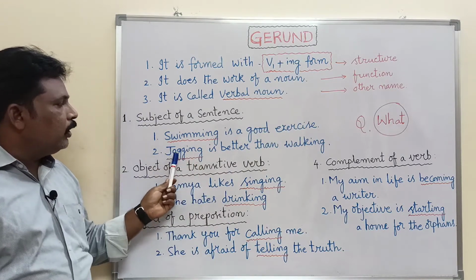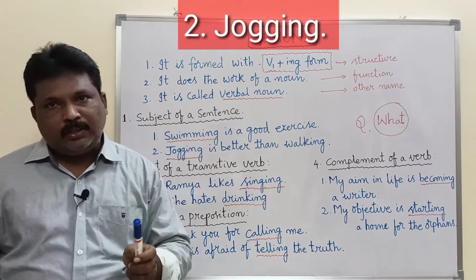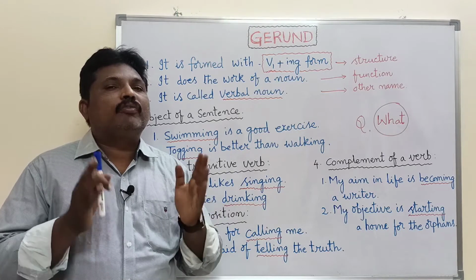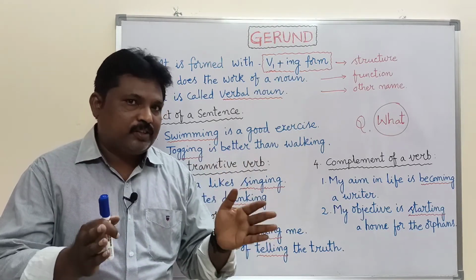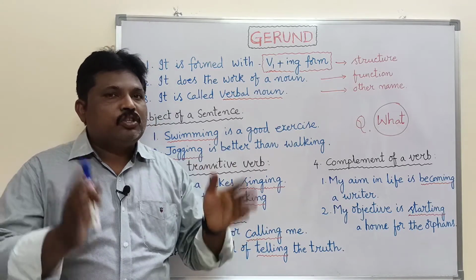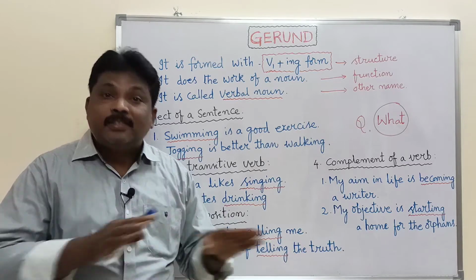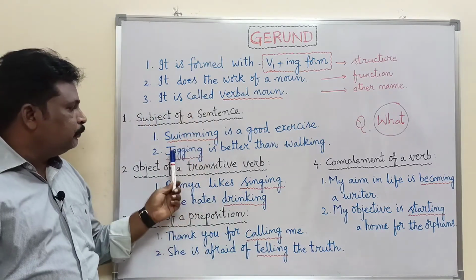Next one, jogging is better than walking. Here, jogging is also a gerund. It is not a present participle. Remember, gerund does the work of a noun. Present participle does the work of an adjective. That is the basic difference. The difference between gerund and present participle, I will explain in a separate video with examples. For the time being, try to understand gerund.